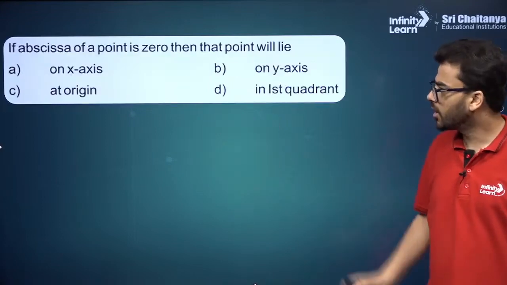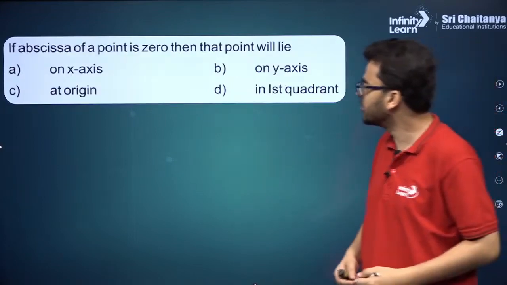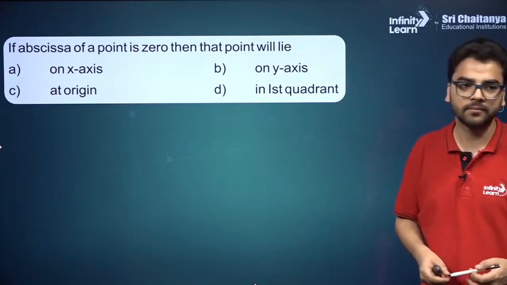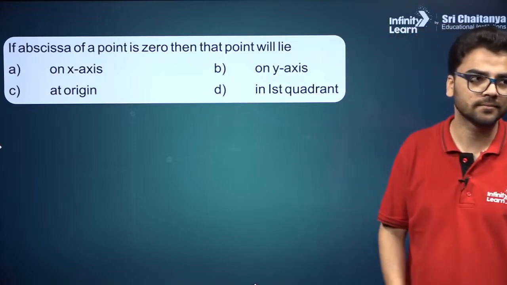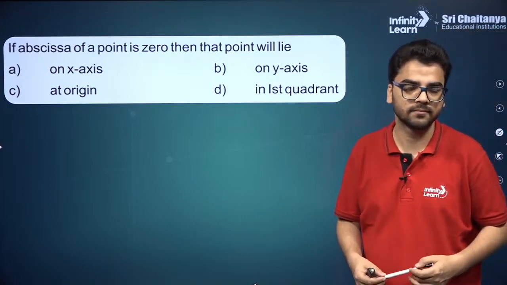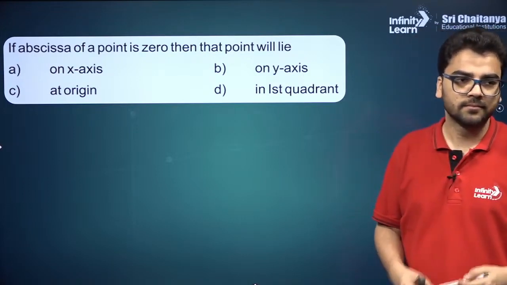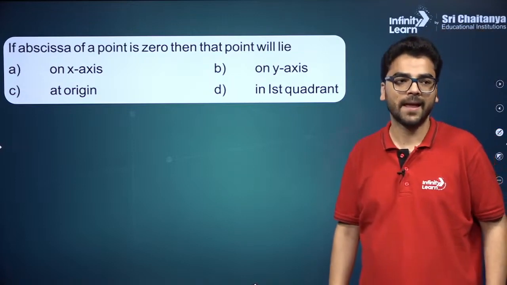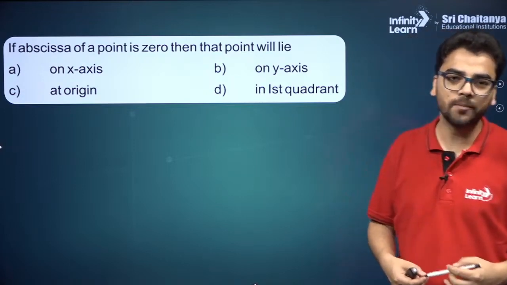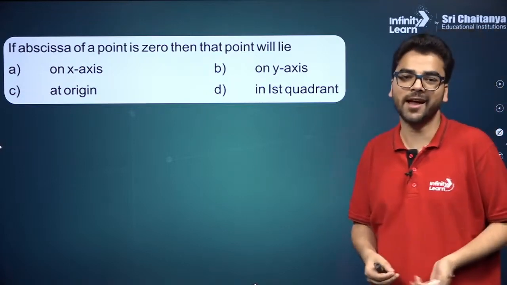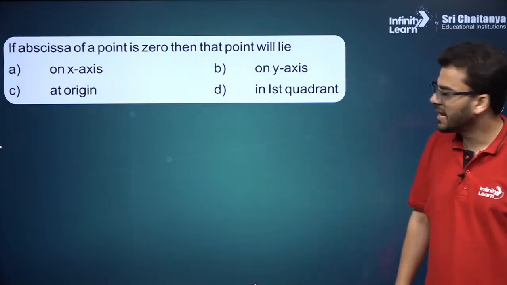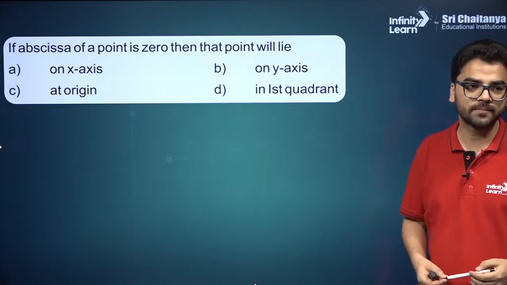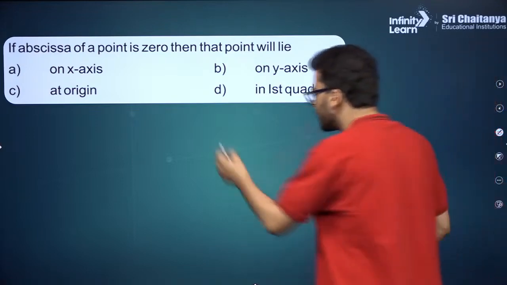Okay. What about this? The abscissa of a point is 0, then the point will lie on what? Can you tell that? The abscissa of a point is 0, then the point will lie where, guys? Tell me. Abscissa means x coordinate, that is 0. The x coordinate is 0. Exactly. Very simple question again.